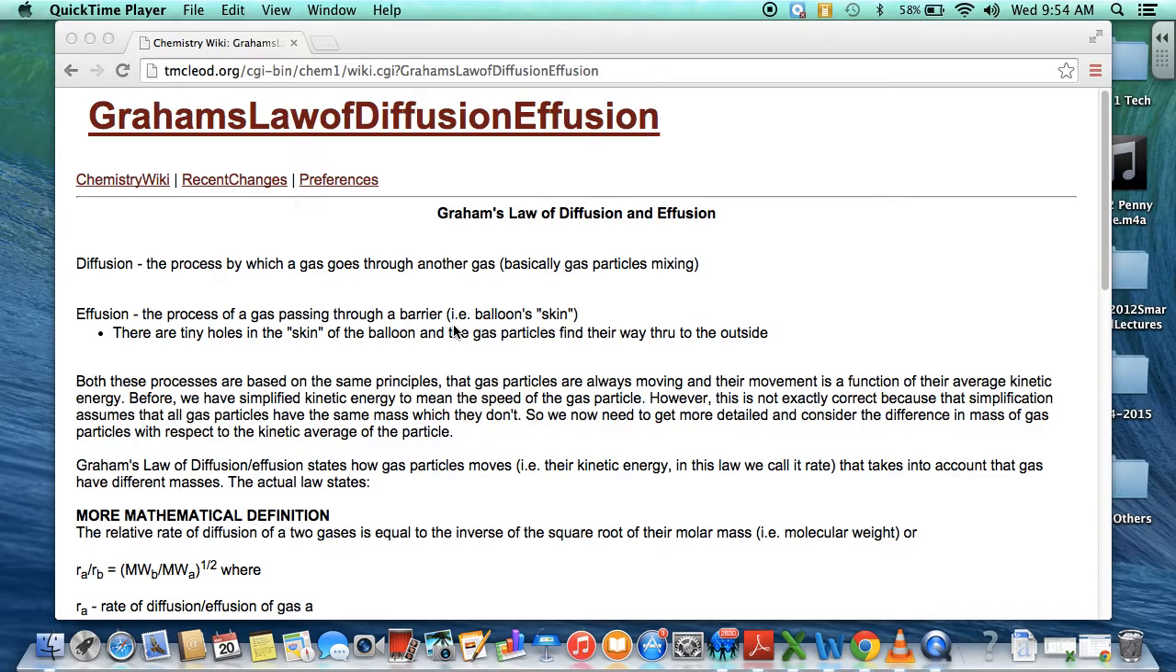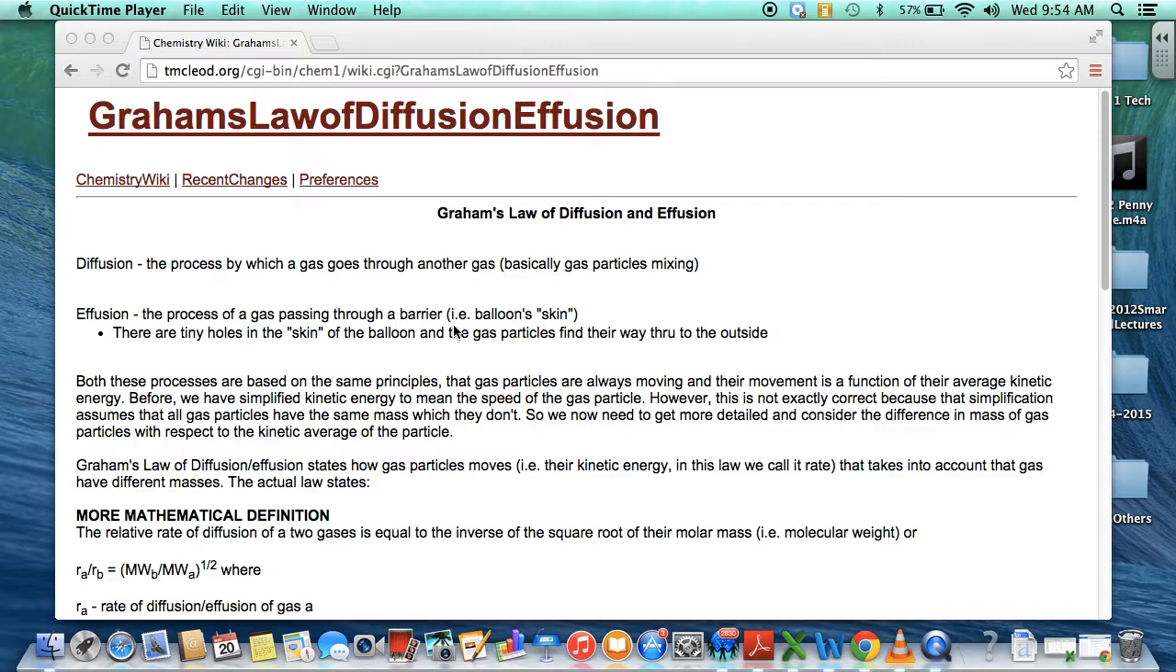Both of these processes are based on the same piece of information, which is that gas particles are in constant motion. Therefore, if they're constantly moving, they have kinetic energy. And this is what Graham's law of diffusion is talking about.